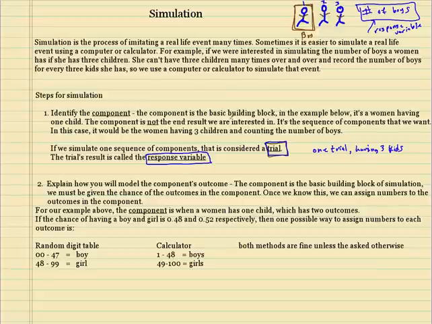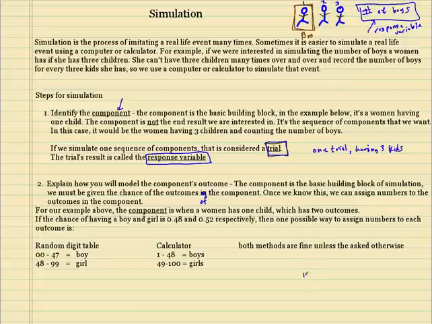So here, that's the first thing you have to do. You have to identify the component. A trial is made up of many components. The next thing you have to do is explain how you're going to model the component's outcome. To do this, you have to know the probability or the chance of every single outcome. If you read this, the component is the basic building block of simulation. We must be given the chance of the outcomes of the component. We have to know the outcomes of the component.